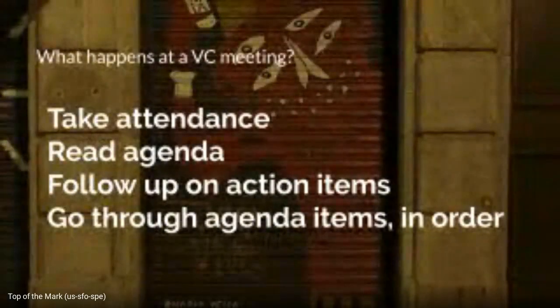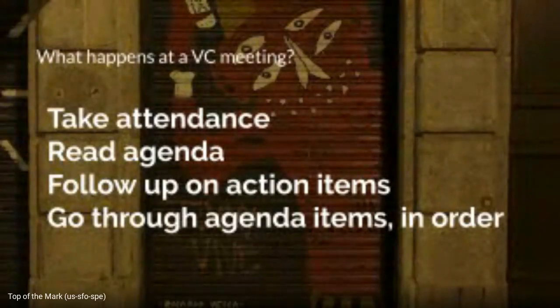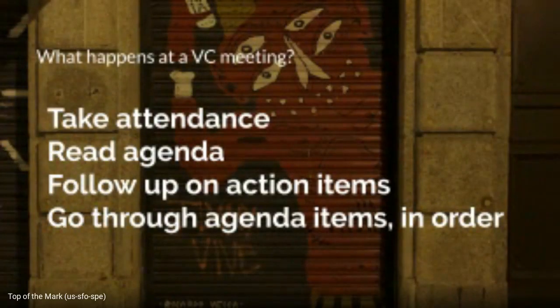So what happens at a VC meeting? Pretty basic stuff, honestly. We take attendance, which is pretty important. We read through the agenda, then follow up on action items from the previous meeting, and then go through the agenda items in order. Do I really need a slide for this? Maybe not, but here it is. And there's a cool demon creature in the background there, so maybe you can look at that instead if this is too obvious for you.